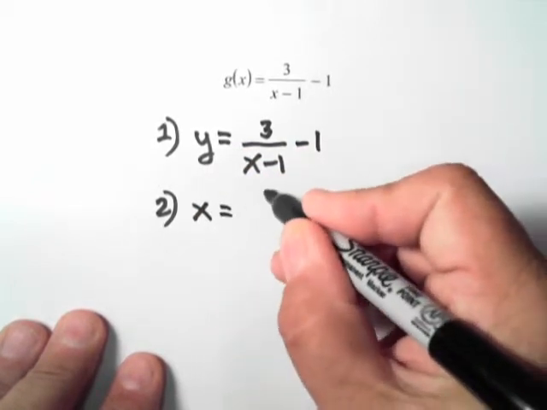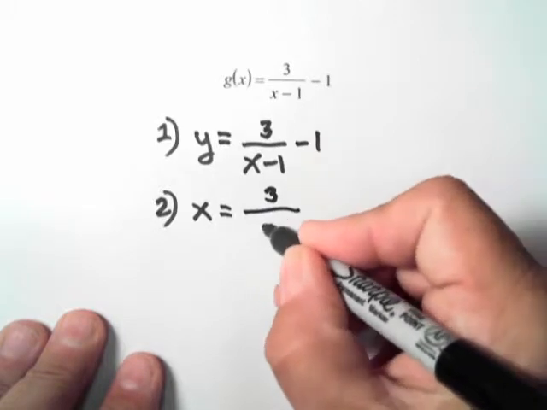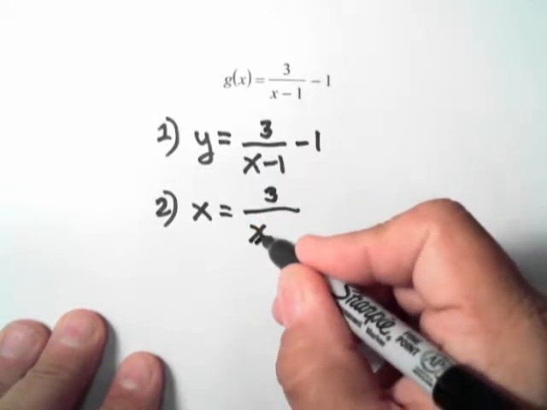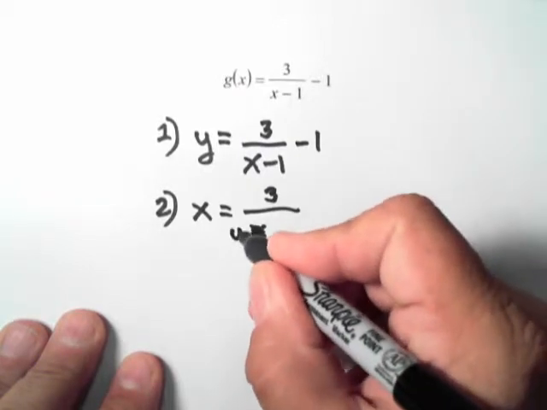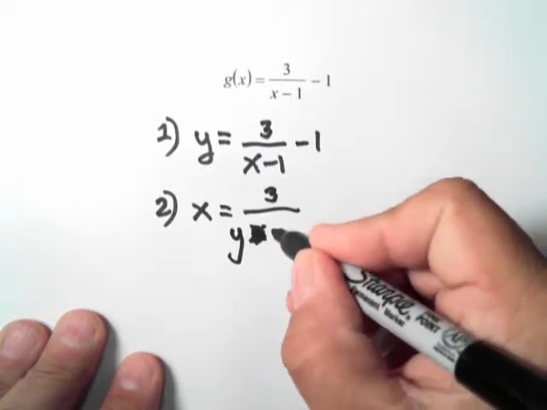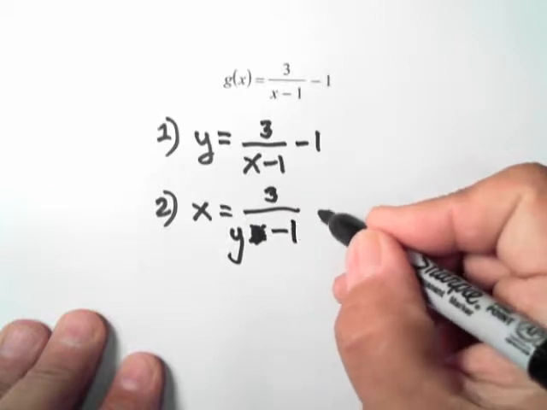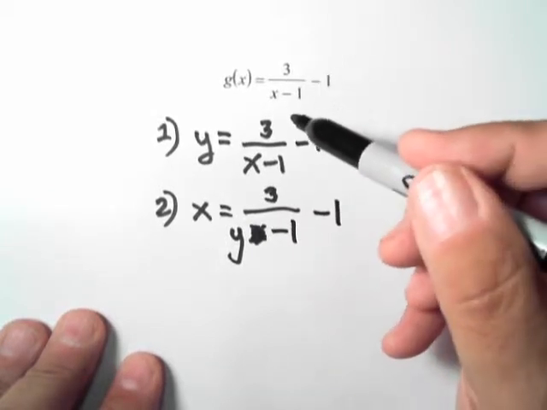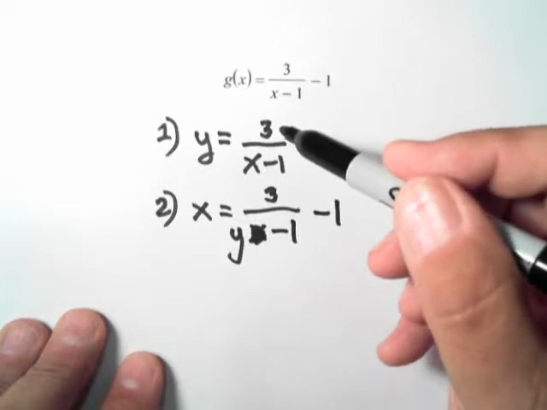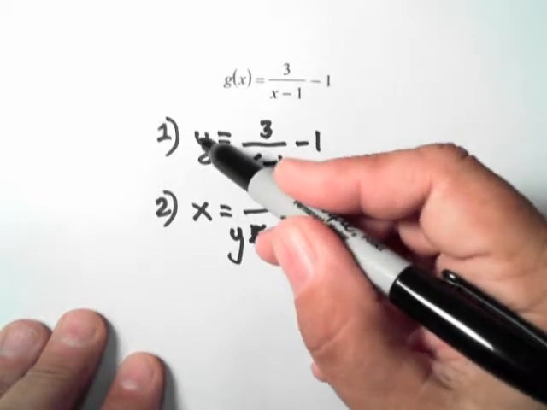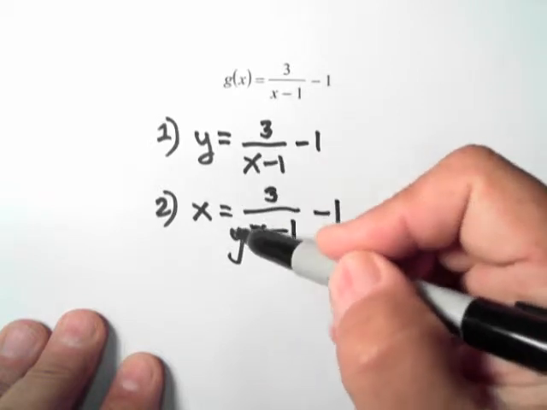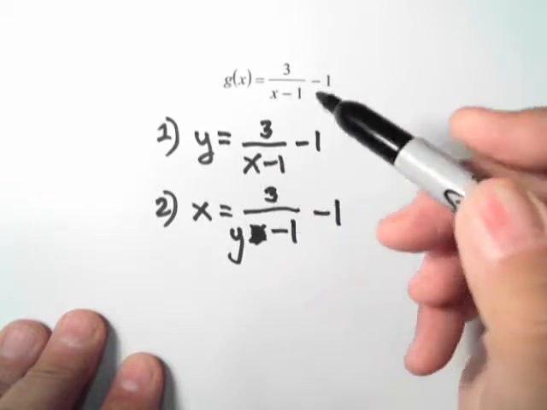This equals 3 over x. This x has to become y. Let me scratch that out. I got a little bit ahead of myself, but there we are. Y minus 1, and of course we got this minus 1 in the end. So let's be sure you make sure you do this right here. The second step, where you see y, you replace it with x. Where you see x, you replace it with y.